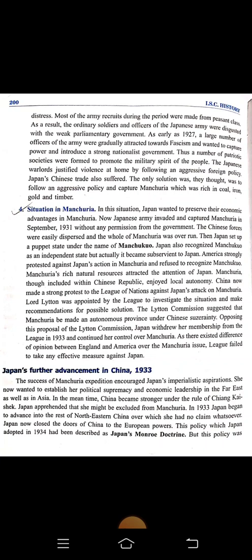Here again we find that the League of Nations condemned the Japanese aggression in China. But the League had no power to react against Japan. Japan was no longer a member of the League of Nations. Britain and France were preoccupied with Hitler in Europe, so they were not in a position to take much notice of China.